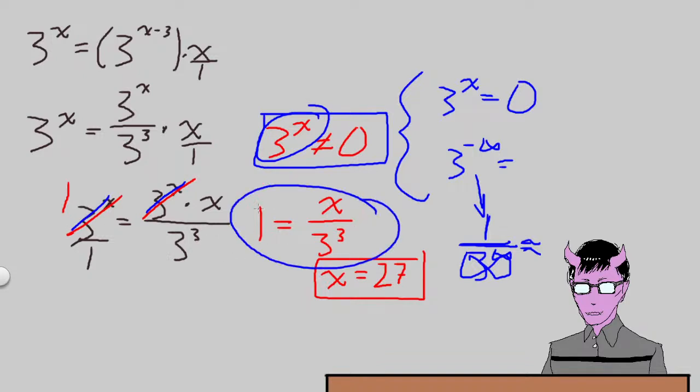So we get to here. You multiply both sides by 3 cubed. Solve for x. x is just 27.